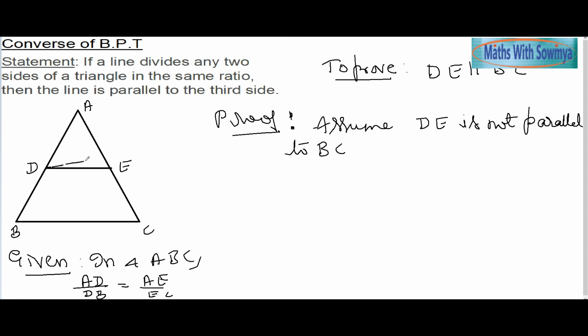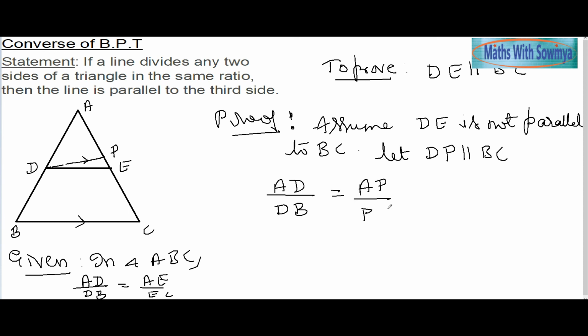If that is not parallel, I will take something else to be parallel. So I am going to call DP. Let DP be parallel to BC. So we know by BPT, if the lines are parallel, then I can directly say AD by DB is equal to AP by PC, by BPT.